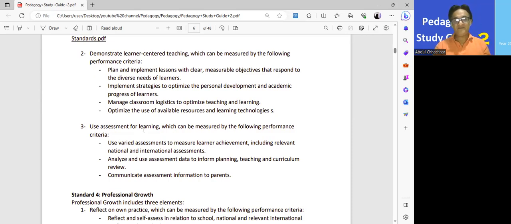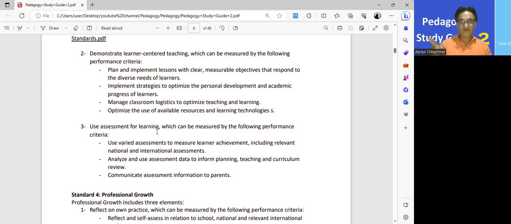Use of assessment for learning. So assessment for learning, assessment of learning, assessment as learning. I will highlight two things: assessment for learning and assessment of learning. Assessment for learning means formative assessment. Assessment of learning means summative assessment.